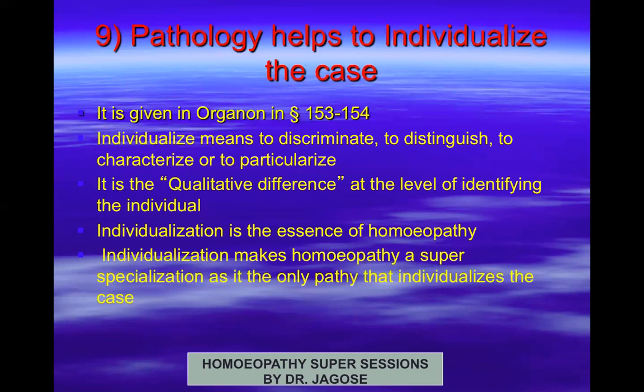Now, the next point is pathology helps us to individualize the case. So, individualization is given in Organon in aphorisms 153 to 154. It means to discriminate, to distinguish, to characterize, or to particularize. That means what? In individualization, what are we doing? We are giving the personality a special distinguishing character, or we are discriminating one individual from the other individual. So it is a qualitative difference at the level of identifying the individual.